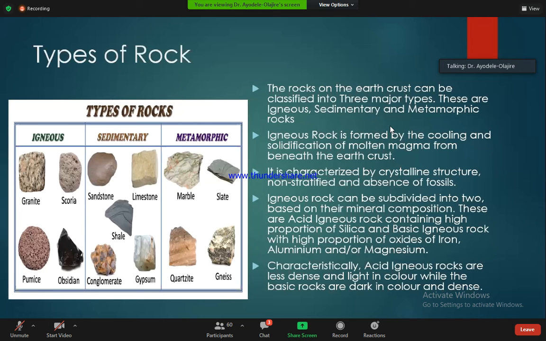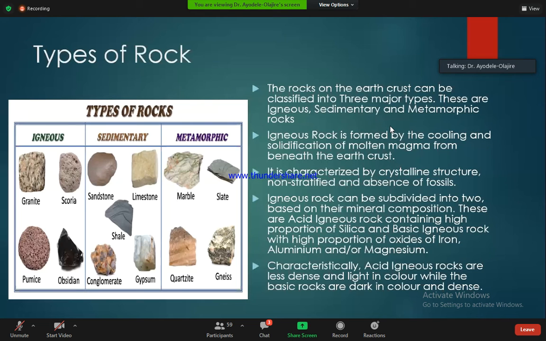Now, igneous rocks are characterized by a crystalline structure. So when we say crystalline structure, think of a crystal. What does a crystal look like? Some crystals are transparent, they are smooth, so just think of those characteristics. So igneous rocks are characterized by a crystalline structure. It is non-stratified. Stratification means layers. So what we are saying is that igneous rocks are not formed by one layer on top of each other. There's a different type of rock that is formed that way, which we'll be talking about very soon.